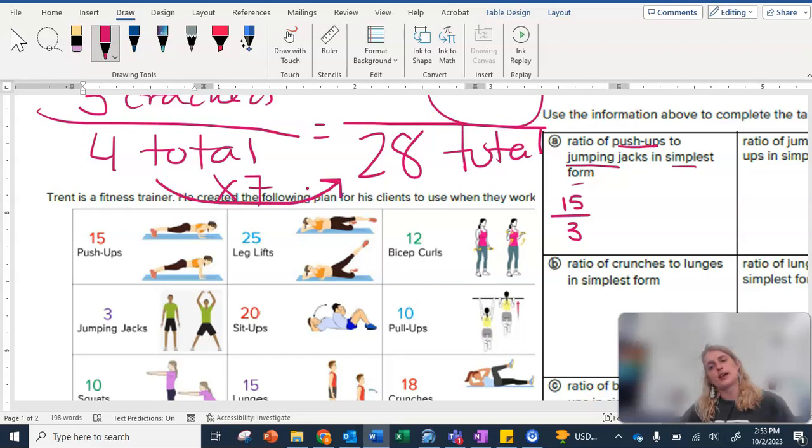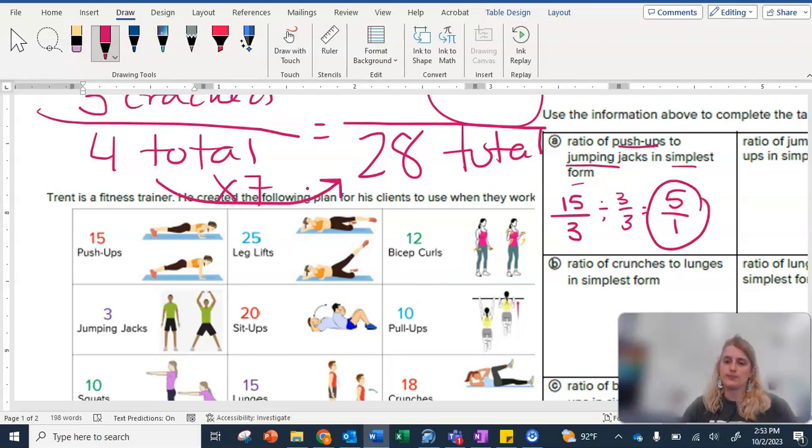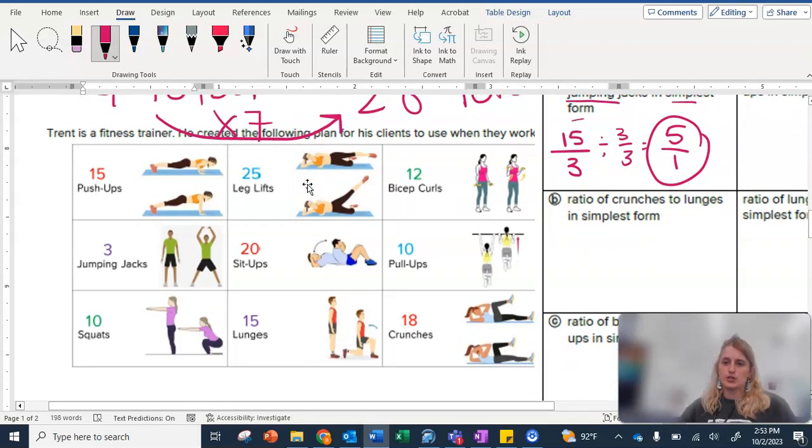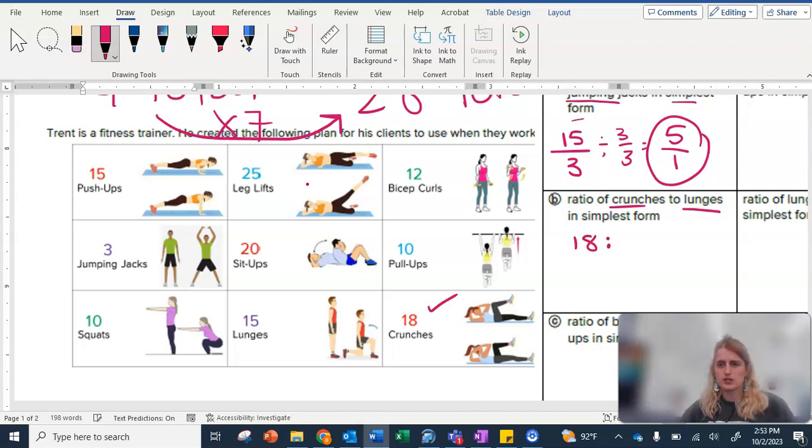I know that 3 and 15 both show up in my 3's times tables. That gives me 5 to 1. I cannot simplify that to 5 wholes because a ratio must have 2 numbers. That's my simplest form. B, ratio of crunches to lunges in simplest form. Let's see, I'm looking for crunches. Oh, here's crunches. Crunches to lunges.